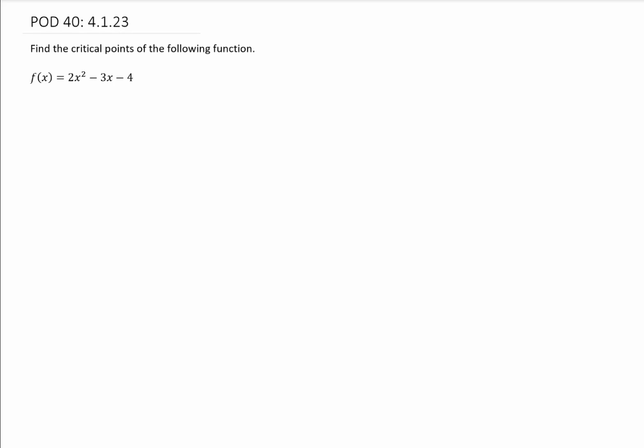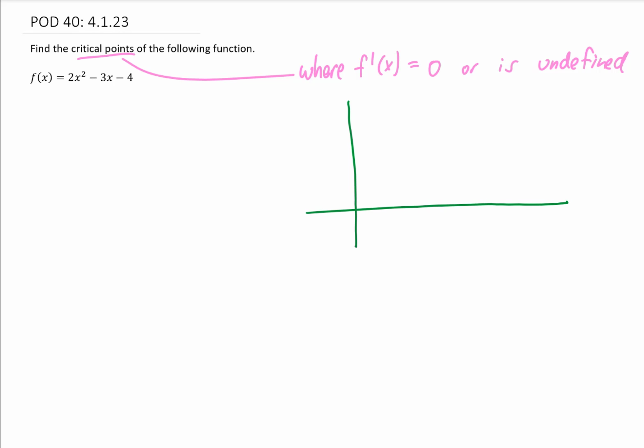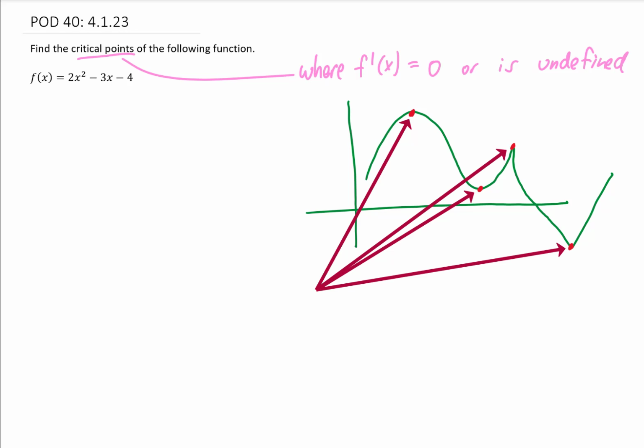We're looking for the critical points of this function, and critical points can be found where the first derivative of our function equals 0 or where that first derivative is undefined. With critical points, we're looking for maximum and minimum values of a function. More specifically, we're looking for local minimum and maximum values of a function, and we can see that local maximum and minimum values happen on this particular function at these 4 points.